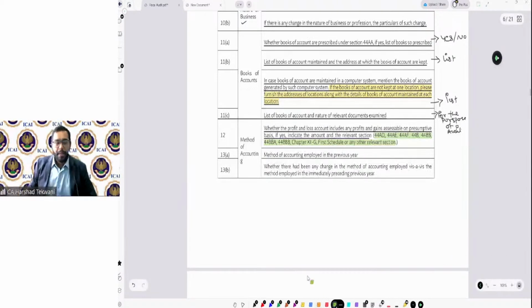Okay. Then clause 13, again, talks about the method of accounting employed in the previous year. Which accounting method the assessee was employing in the previous year. Now, the method of accounting, like mercantile or cash basis, is something required to be reported over here in 13A.